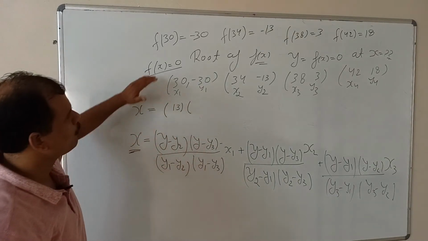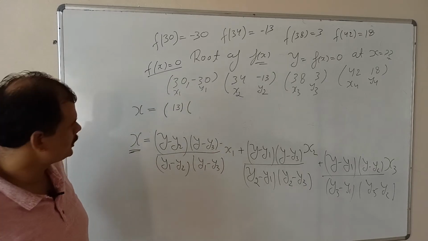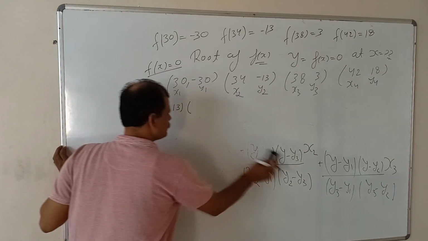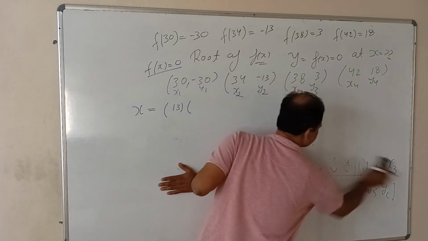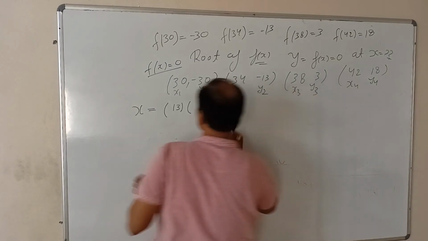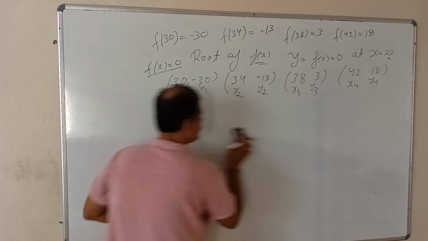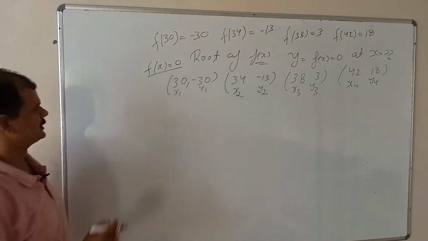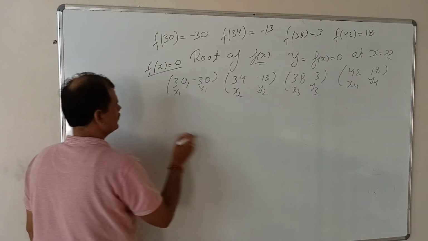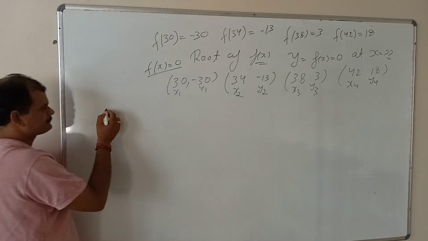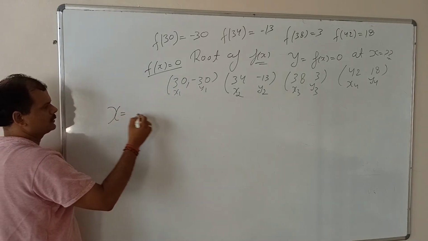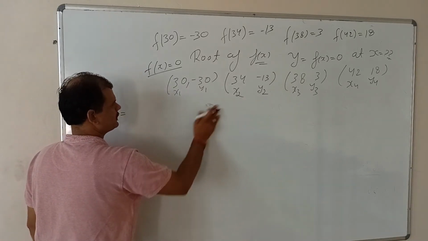No, wait. These are 4 data points. I have written that formula for only 3 data sets, but here there are 4 data sets. So I write the formula for 4 data sets. Let me write here, your x equal to, here we have the x1.